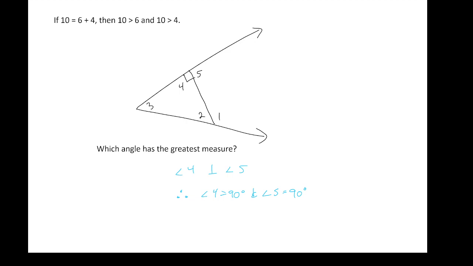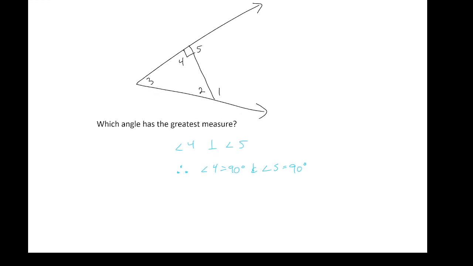All right, so what we know then is because we have a right triangle here. Remember we had the corollary regarding complements. So since 2 and 3 are the two acute angles that we have here, these guys are complementary. So the measure of angle 2 has to be less than 90, and the measure of angle 3 has to be less than 90.